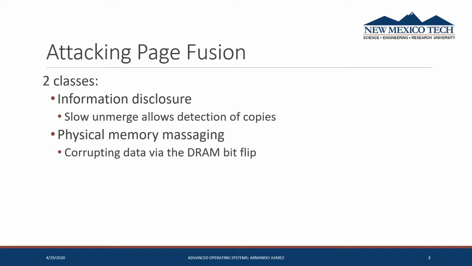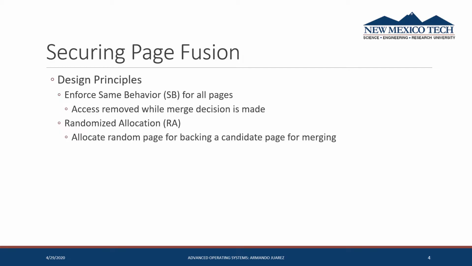Next, we're going to talk a little bit about how page fusion is vulnerable. There are two classes of attacks on page fusion: information disclosure and physical memory massaging. The first pertains to the slow unmerging, which allows for detection of copies. Physical memory massaging is a little bit more in depth. It deals with corrupting data via the DRAM bit flip. We'll talk a little bit more about what these are here in a moment.